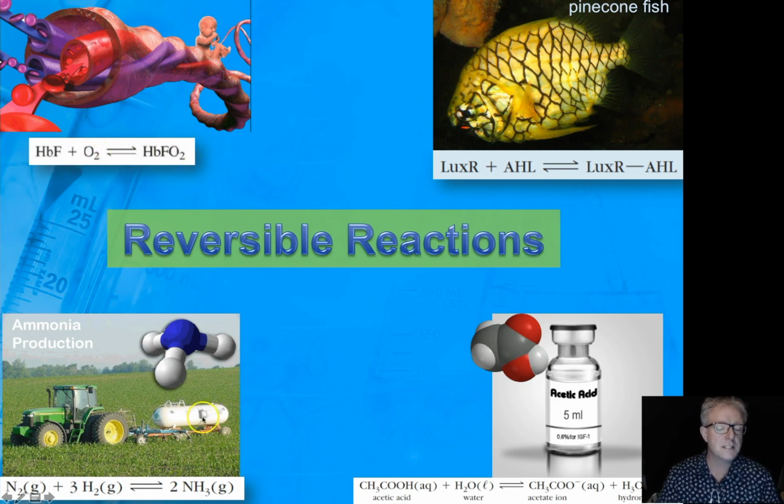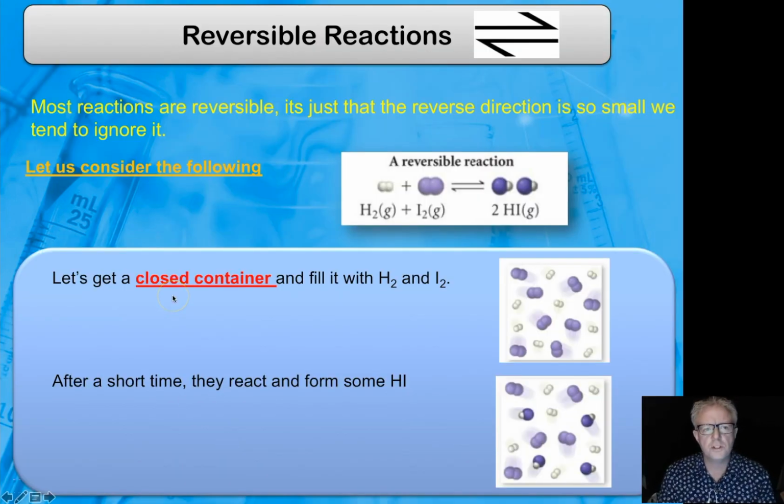We've got the industrial example down the bottom here with ammonia production, the formation of ammonia, and we're going to do a whole video on that about the Haber process and find out the importance of that reaction. So what is a reversible reaction?